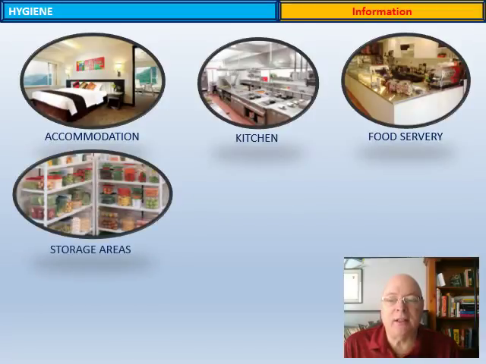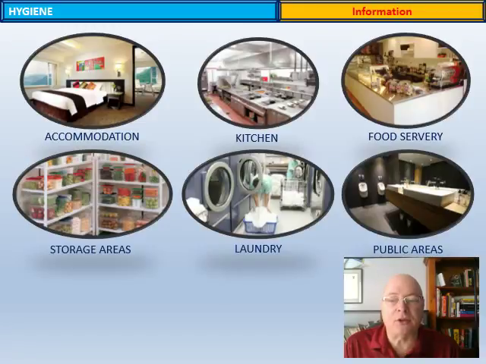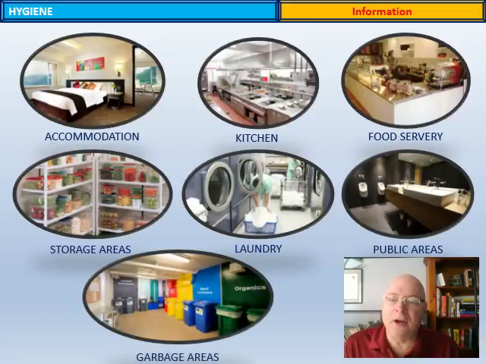In storage areas, cooked and uncooked foods should be stored at the correct temperature and in a way to avoid contamination. In a laundry, dirty linen should be washed at the correct temperature. In public areas such as public restrooms, toilets and restrooms should be kept clean using the correct chemicals and equipment. And in garbage areas, hand washing is very important after handling garbage, and the area itself should be kept clean to avoid pests and vermin.